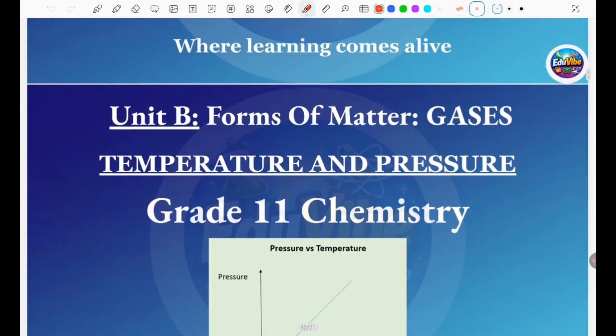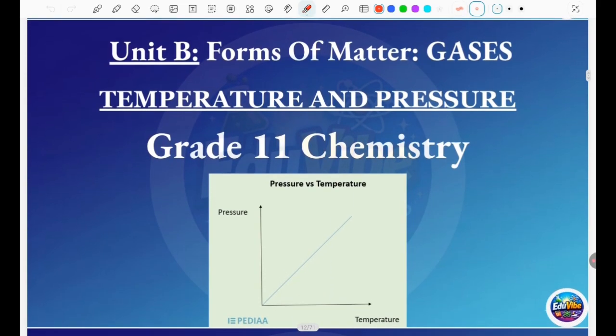Today we will start with another topic of Unit B, from year 11 chemistry, where we are doing the four forms of matter, which is gases. Today we are doing temperature and pressure. In the previous lesson, we were talking about ideal gases and real gases. It's more like a theory-based concept.